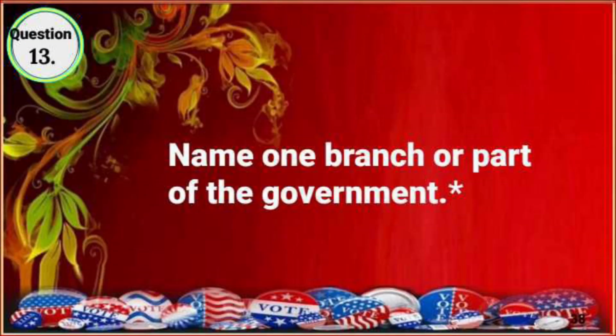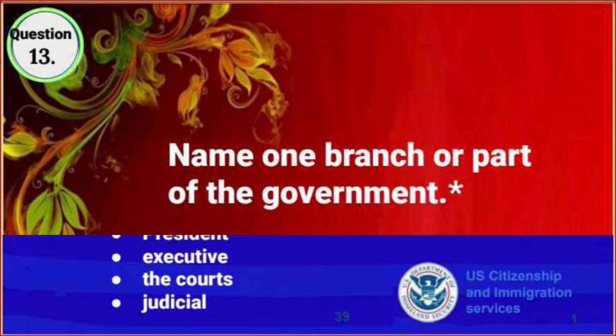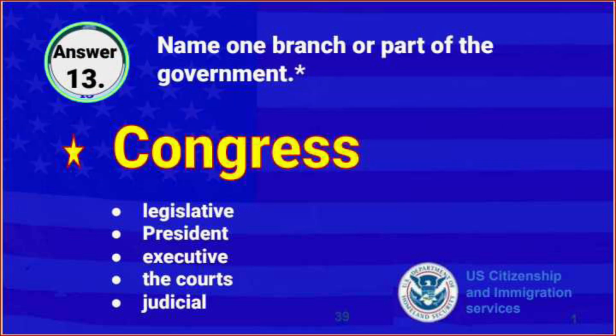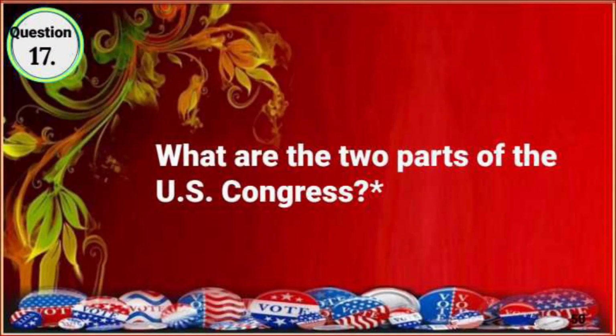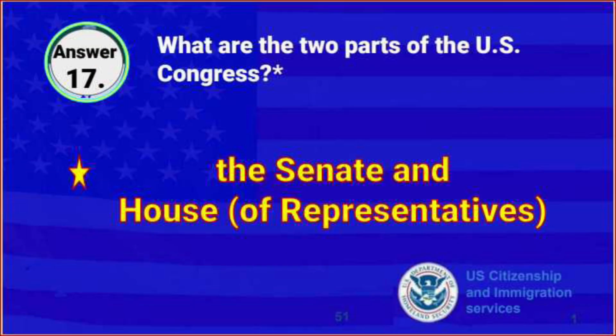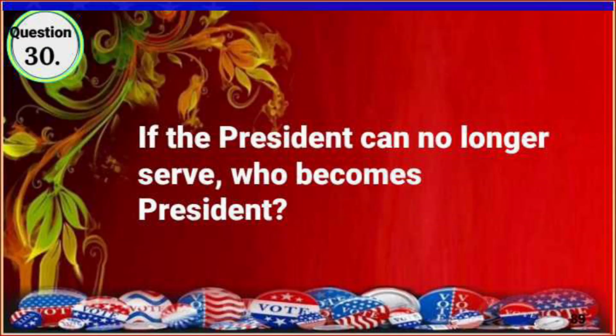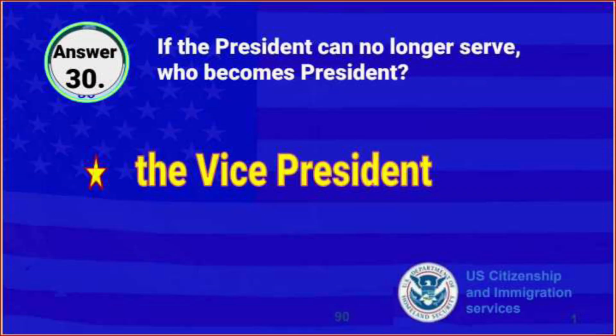Name one branch or part of the government. Congress. What are 2 parts of the U.S. Congress? The Senate and House of Representatives. If the president can no longer serve, who becomes president? The vice president.